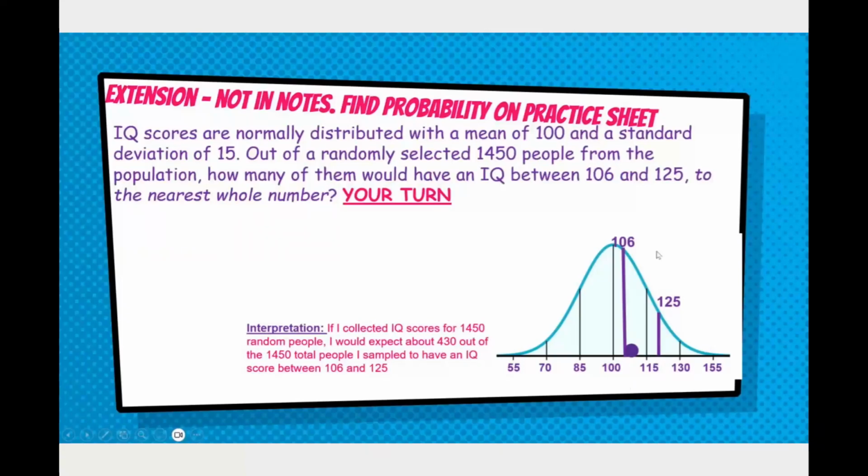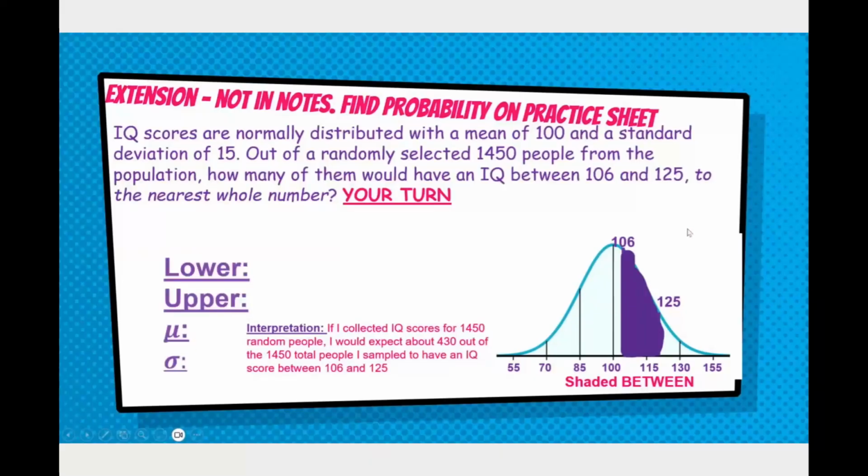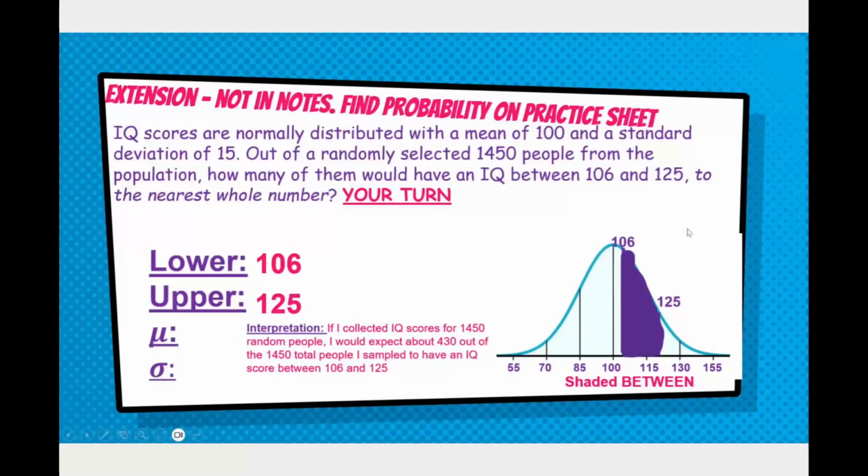So I'm going to label this, and I'm shading in between. I want this area. I want to know the probability of having an IQ between 106 and 125. I would do my upper and lower bounds, and this would be my subtraction one. I'm going to use 125 as upper, 106 for lower, my mean and standard deviation. This is the way that we did it last year, not using Google Sheets.